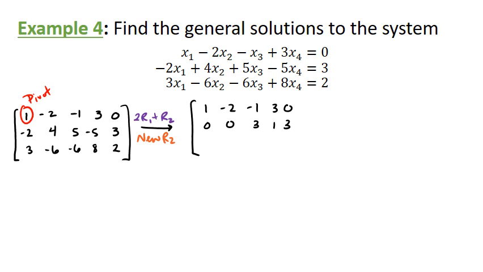Now I know that I want this to become a 0 also, so I'm just going to take another step here, and I'm going to take row 1 and add it to row 3. So I'm going to take -3 times row 1, add that to row 3, and this will become my new row 3. So when I do that, I get 0, 0, -3, -1, 2.